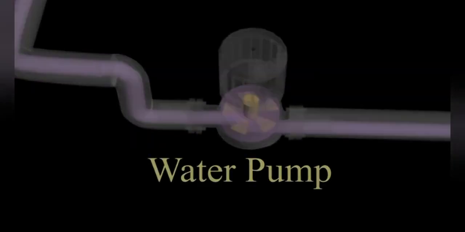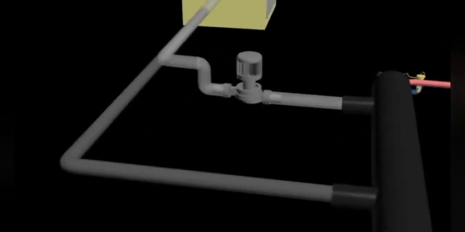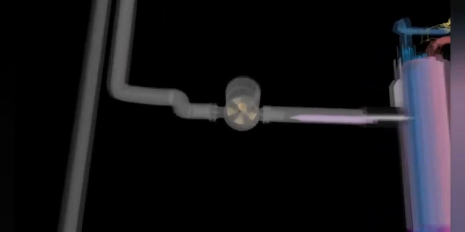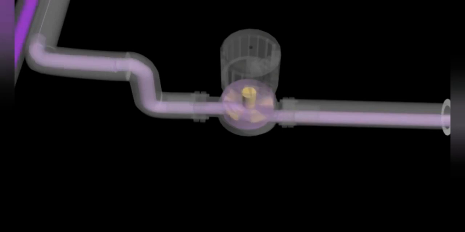Water pump. This cycle will continue as long as the pump is functioning well. The pump used in the system is the centrifugal type. The centrifugal pump works based on centrifugal force produced by the rotating impeller in the pump casing.